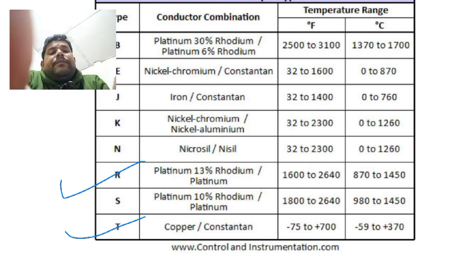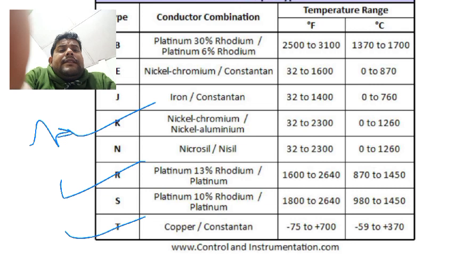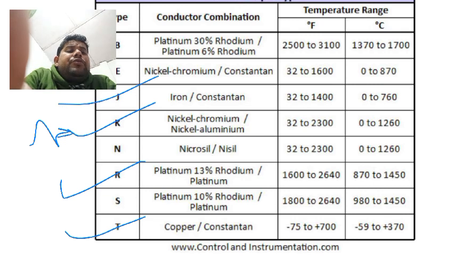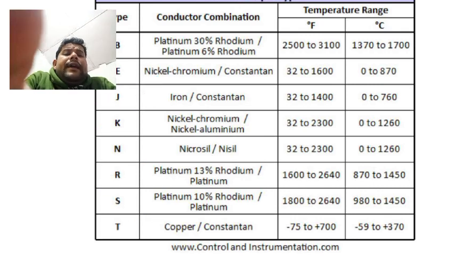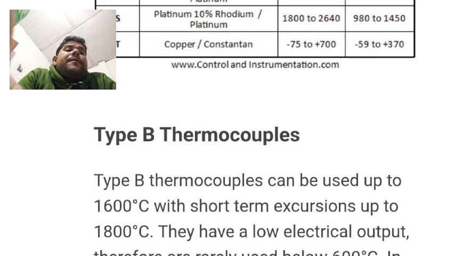Next is the K type. This is generally very widely used in industries. This is nickel chromium and nickel aluminum, temperature up to 1260. This is important. And this is the next, J type. This is also important. Iron constantan is used from 0 to 760 degrees. And we will see each and every thermocouple in detail.